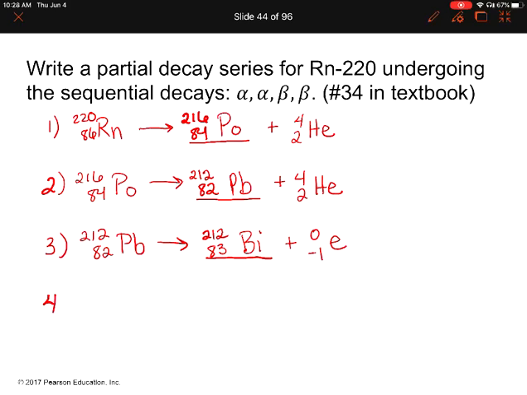All right, so now number 4. We're going to take our bismuth isotope, and our last step is also beta decay. So let's figure out what the daughter nuclide is. Now again, the mass will stay the same, but we have to figure out the new atomic number.